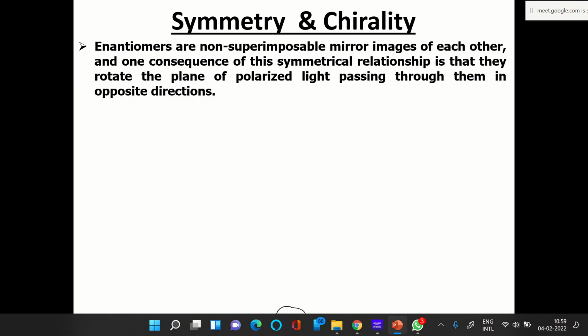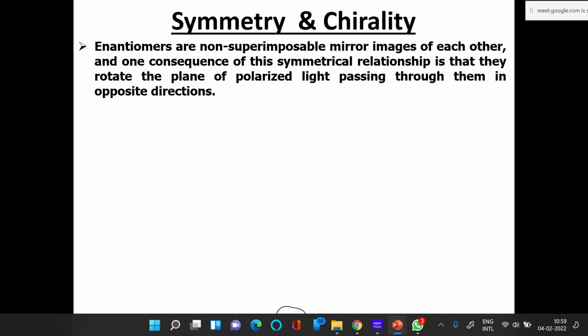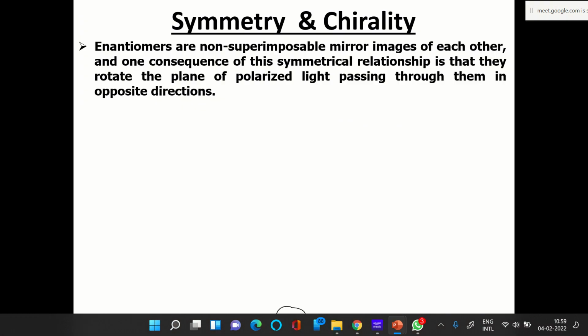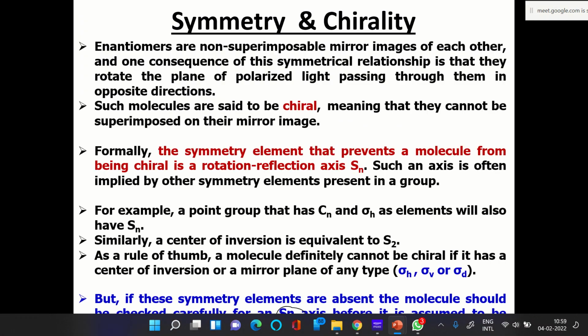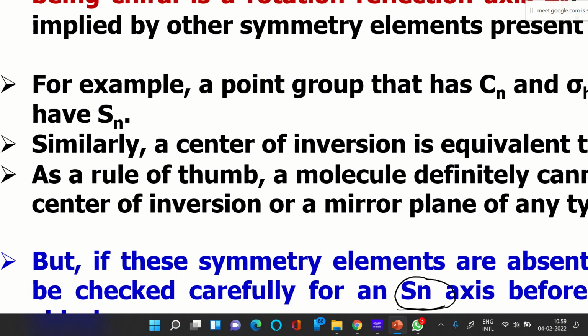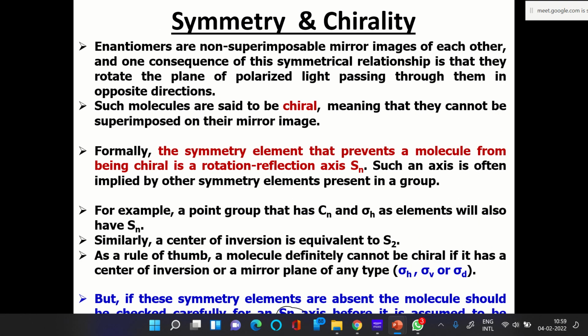We have to look for an SN axis, and if no SN axis is present, then symmetry elements are absent. You have to check for any SN axis that is present. If your analysis tells you that there is no SN axis, then you are sure that it is chiral.